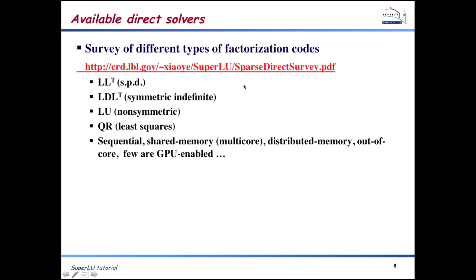So I try to keep a small survey article with a table of different codes. Then you can do different kinds of factorization. For example, for SPD, you do LL transpose. For symmetric indefinite, it's LDL transpose, and LU, QR. And some of the codes are developed just sequential, some shared memory, some distributed memory.